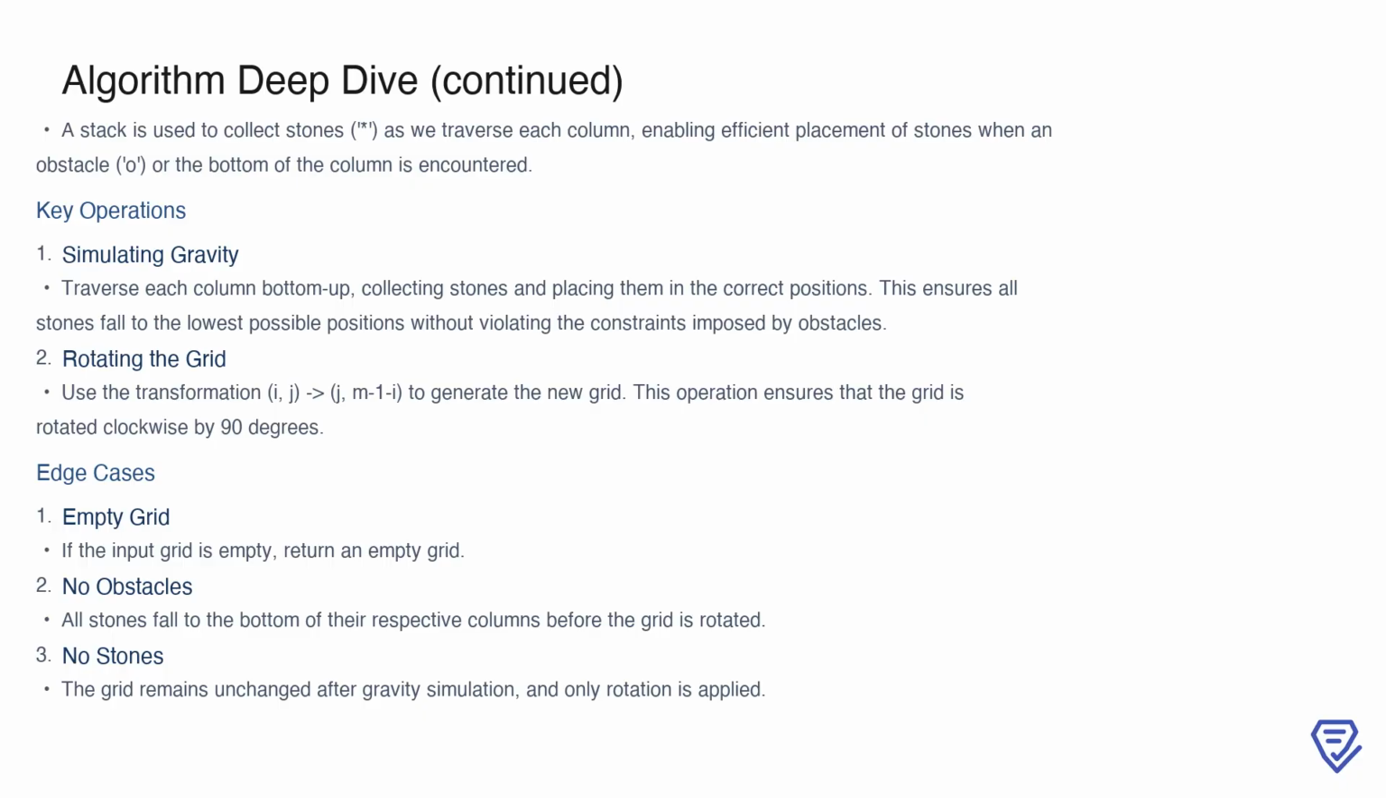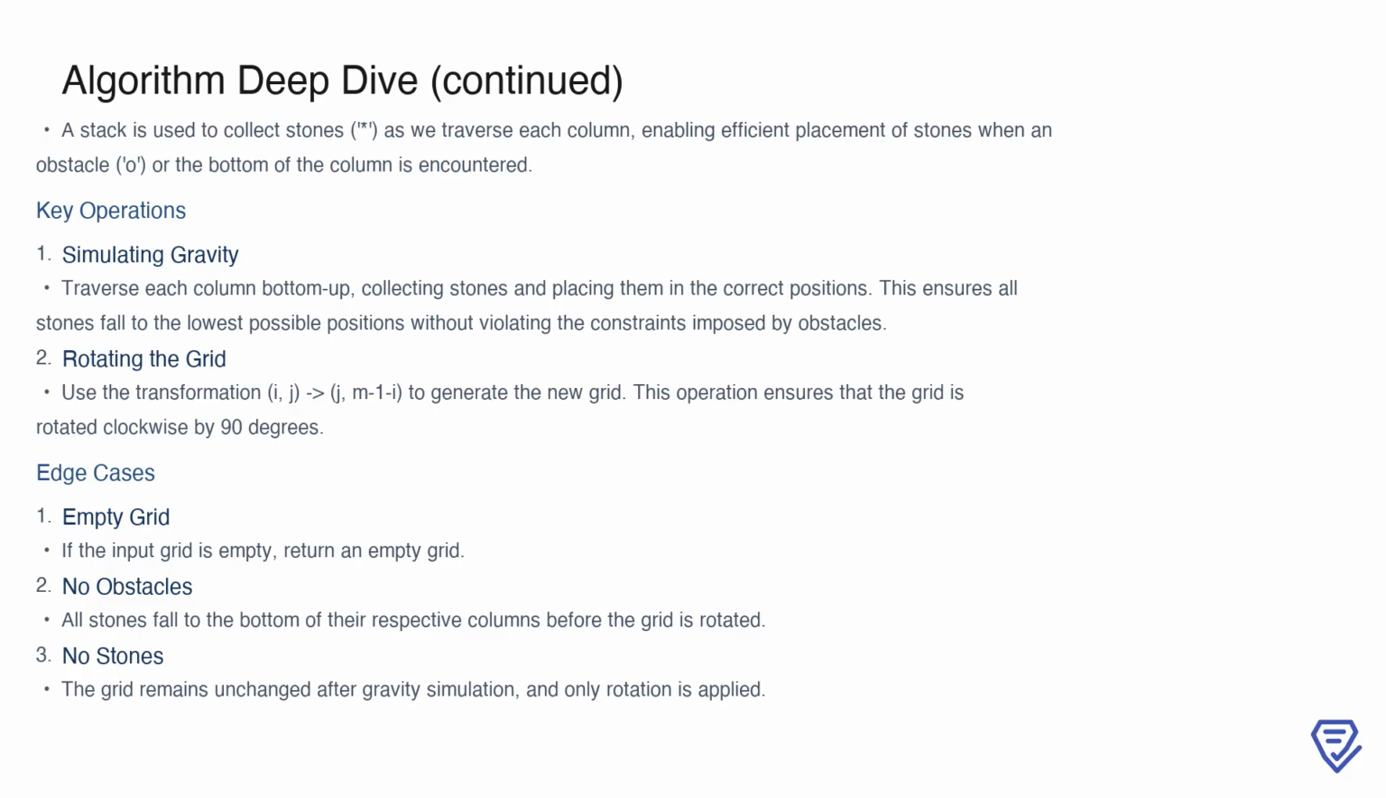As we traverse each column from bottom to top, stones are collected into the stack. When an obstacle or the top of the column is encountered, the stones are placed in their correct positions. This ensures that all stones settle at the lowest possible positions without violating the constraints set by obstacles. For the rotation, the grid is transformed using the formula i, j to j, m-1-i. This operation rearranges the grid such that it is rotated clockwise by 90 degrees.